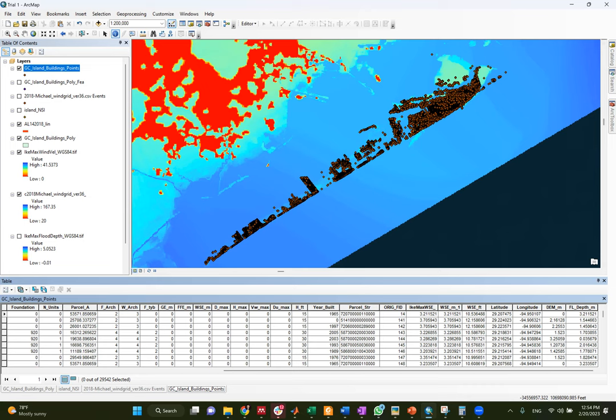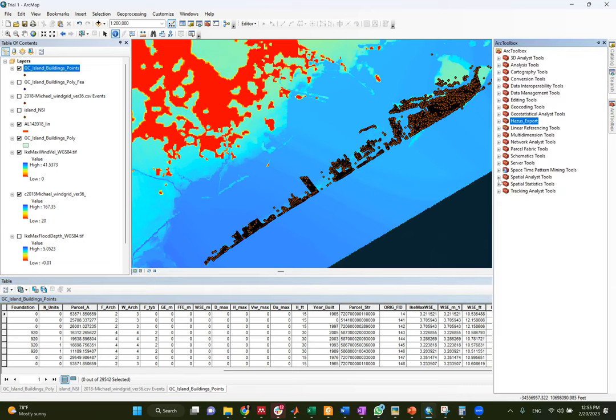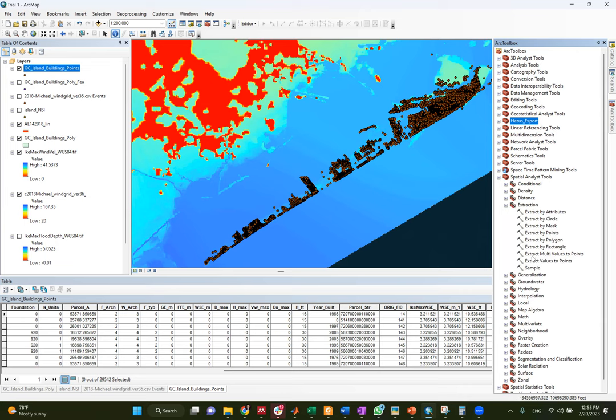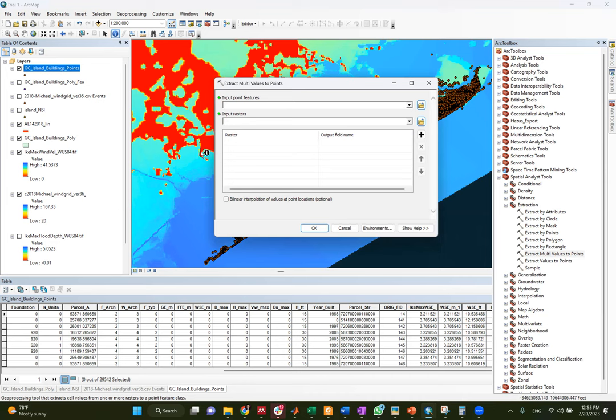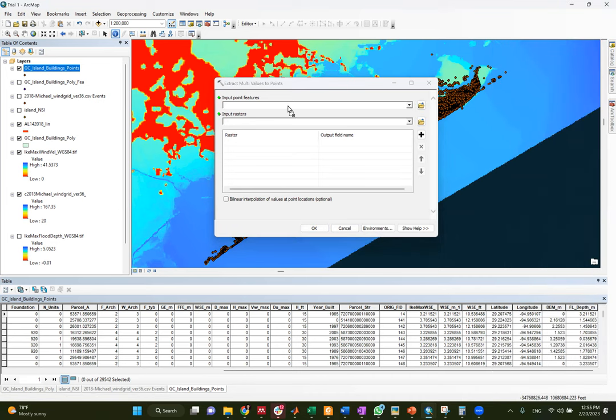So I'll go to the ArcToolbox, go to Spatial Analyst Tools, and I want to do Extraction, Extract Multi Values to Points. Here I have my points, and my raster map is the IAC hurricane wind velocity. I will name it V meter second, and let's name it IAC. Let's say okay.